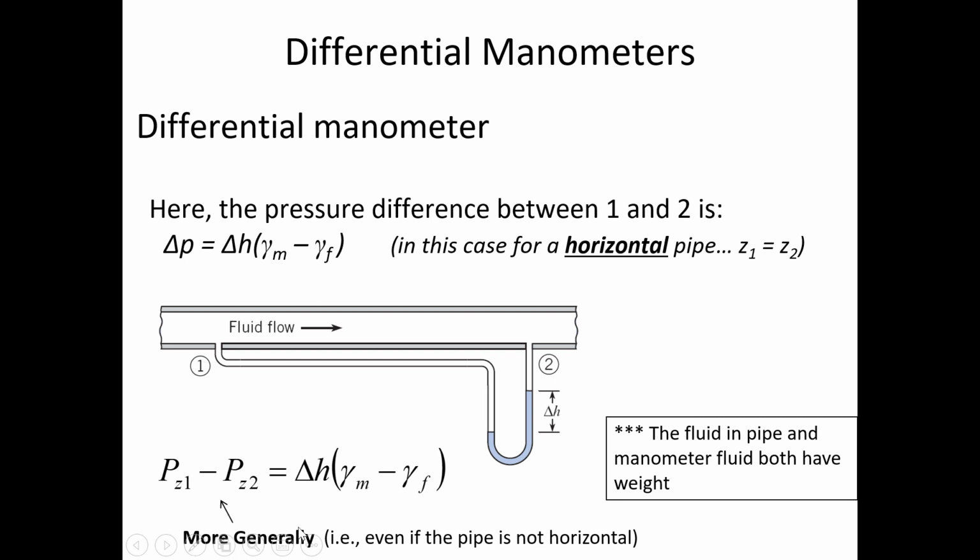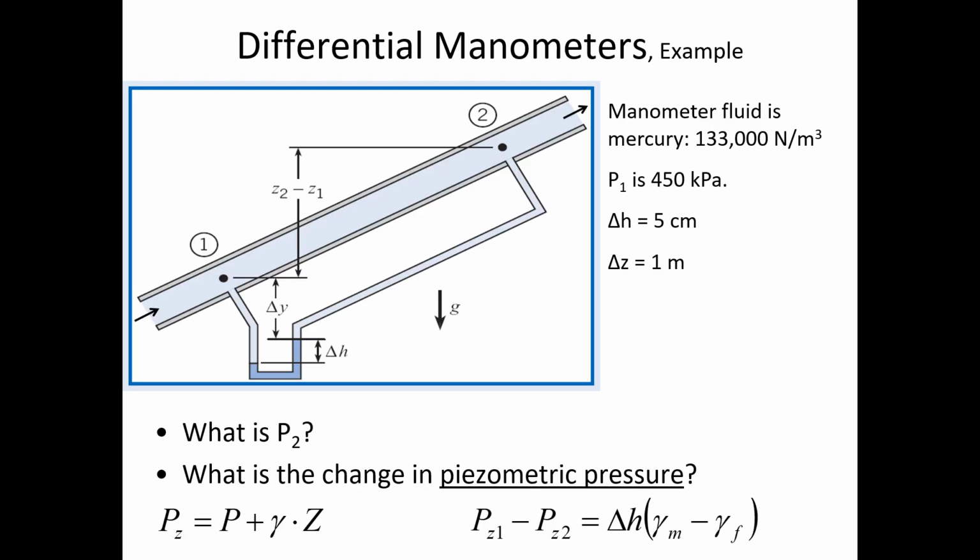But more generally, if we tip the pipe upward, like in this example, the differential manometer is not just measuring the change in pressure between 1 and 2. It's measuring the change in pressure that's caused by pipe friction. So see this delta H? This delta H is measuring the change in pressure between 1 and 2 that's caused by the fluid flow.